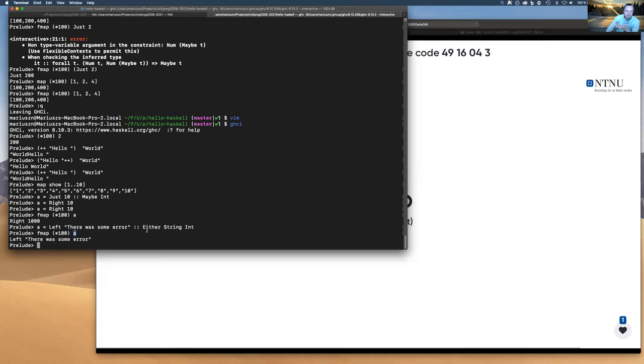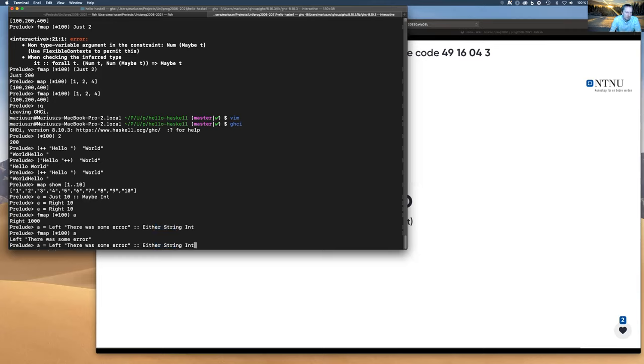So in the Either case, if I have a left side and a right side and I apply a function to Either, and the left side is filled in and I'm not using the right side, then the left side is returned. It kind of works like an identity element. It will always return the left side. But if the right side is filled in, it will try to apply the function to the right side.